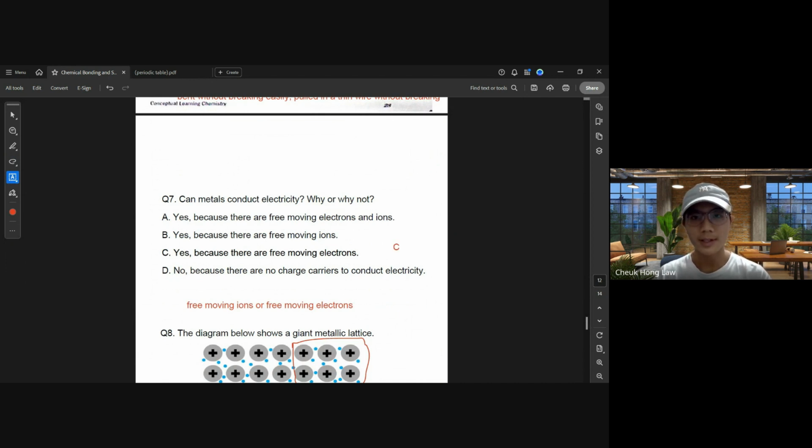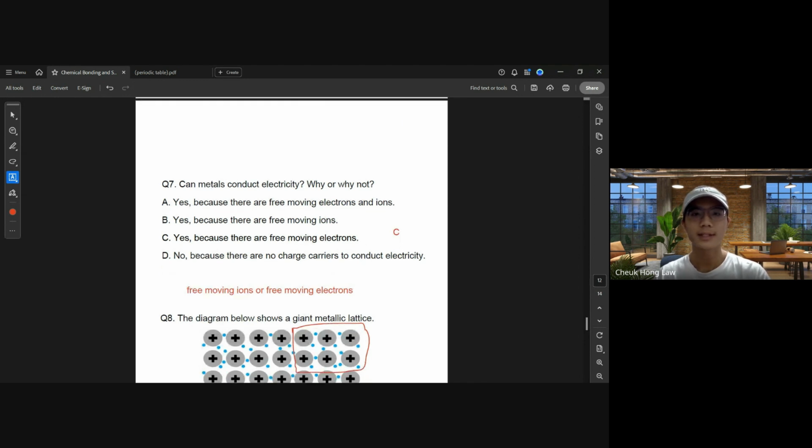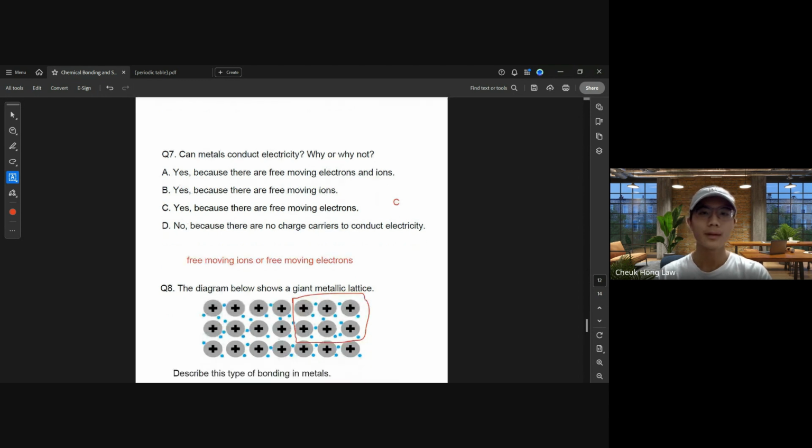A is wrong because it says yes because they are free moving electrons and ions. But no, there are only free moving electrons. And then B is wrong because it says free moving ions, but no, the ions are not free to move. Okay, C is the only correct answer. And D says no, so D is wrong also.